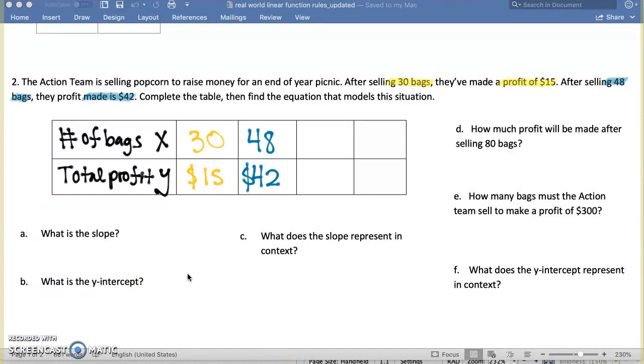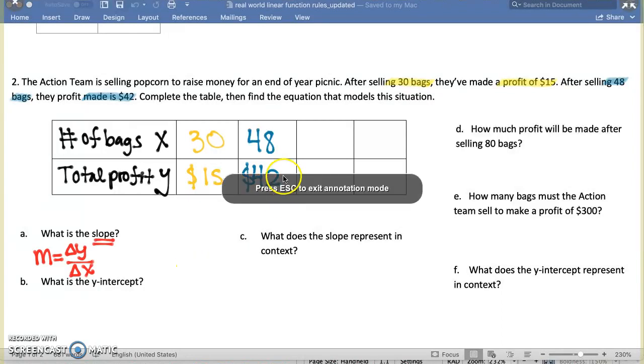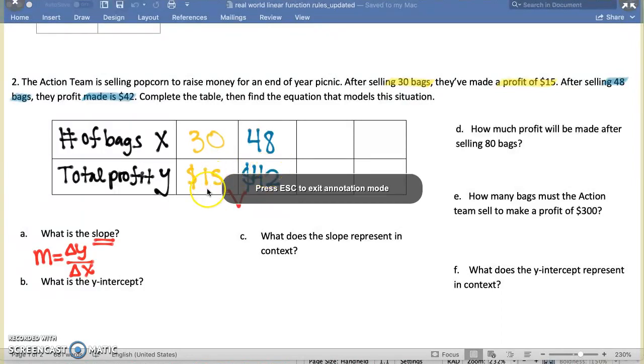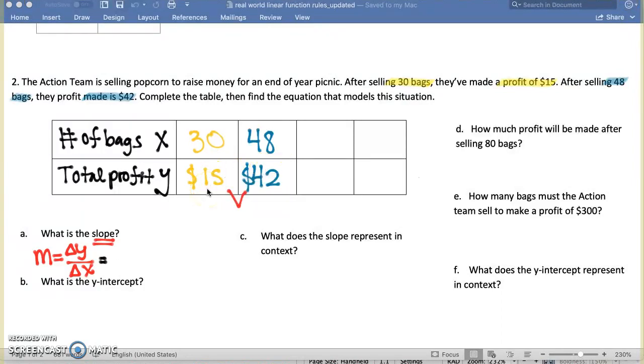Hopefully you are now getting more comfortable with slope. We know that the slope is the change in y divided by the change in x. For those of you who are still struggling with finding the slope, trying to figure out how much it changes by if we're going from 15 to 42 or from 30 to 48, the change in y is going to be the second number, 42, minus the first number, 15.